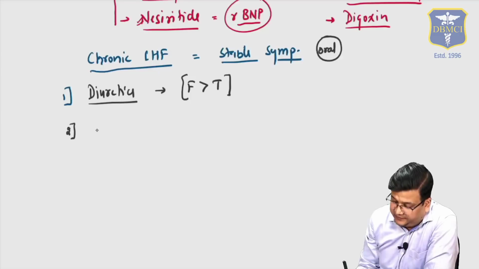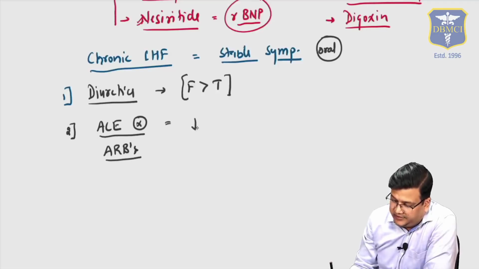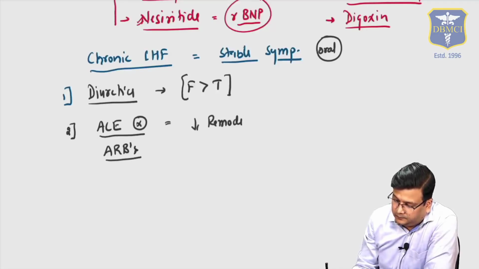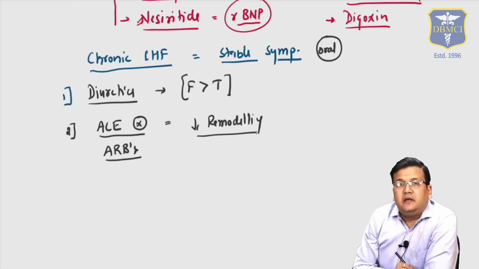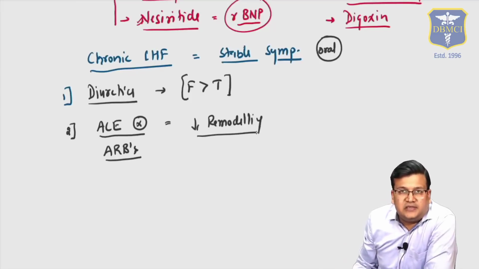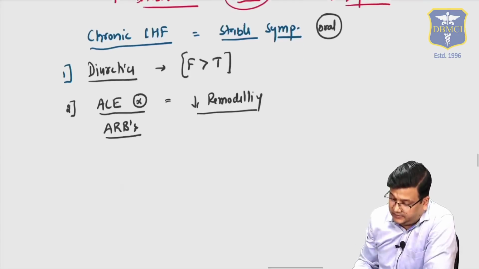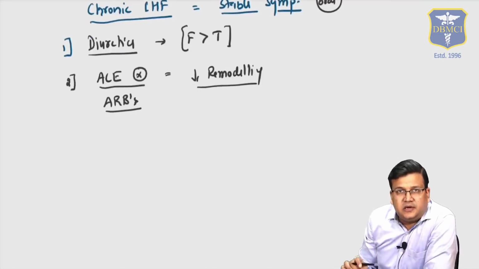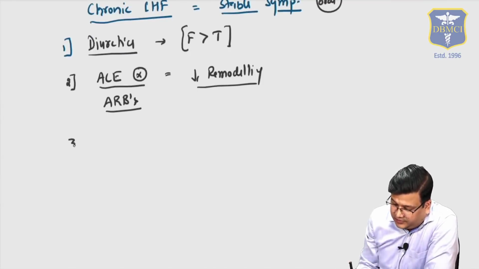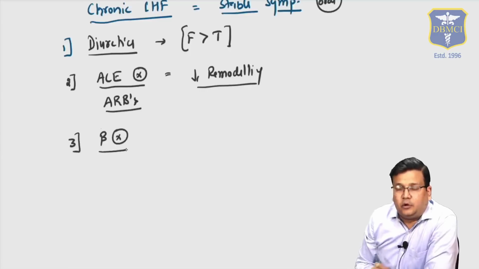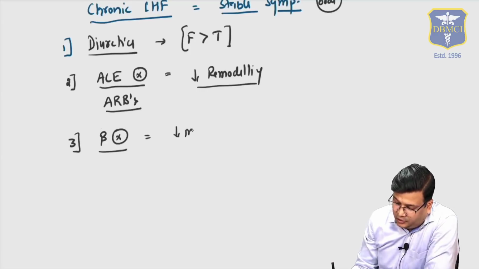Secondly, we will give this patient ACE inhibitors, or we can say angiotensin receptor blockers. They will also be given to decrease remodeling. You know the names of ACE inhibitors or ARBs: they end with either pril, enalapril, captopril, or sartan, losartan, valsartan. If the patient is not controlled by these drugs, then the third class of drugs comes into picture, and they are beta blockers. Beta blockers are given, they decrease long-term mortality.